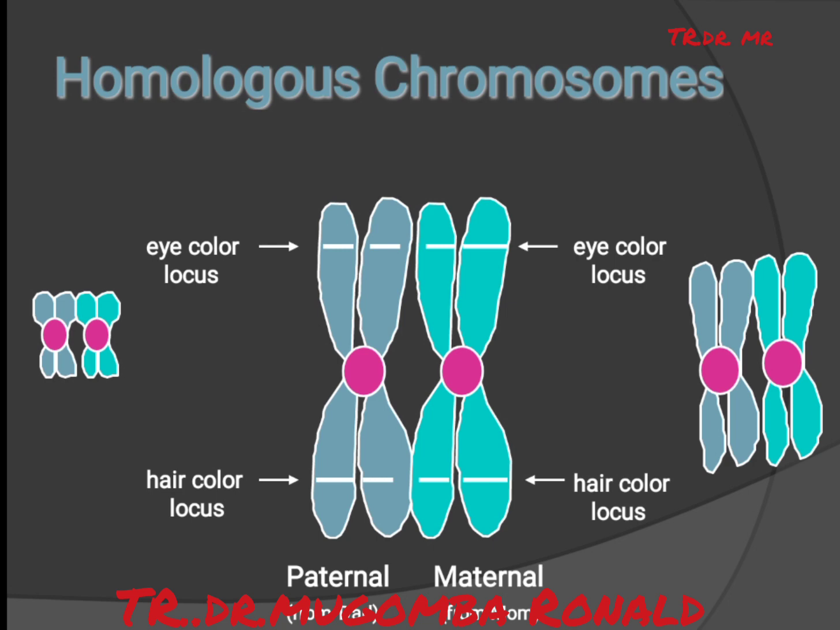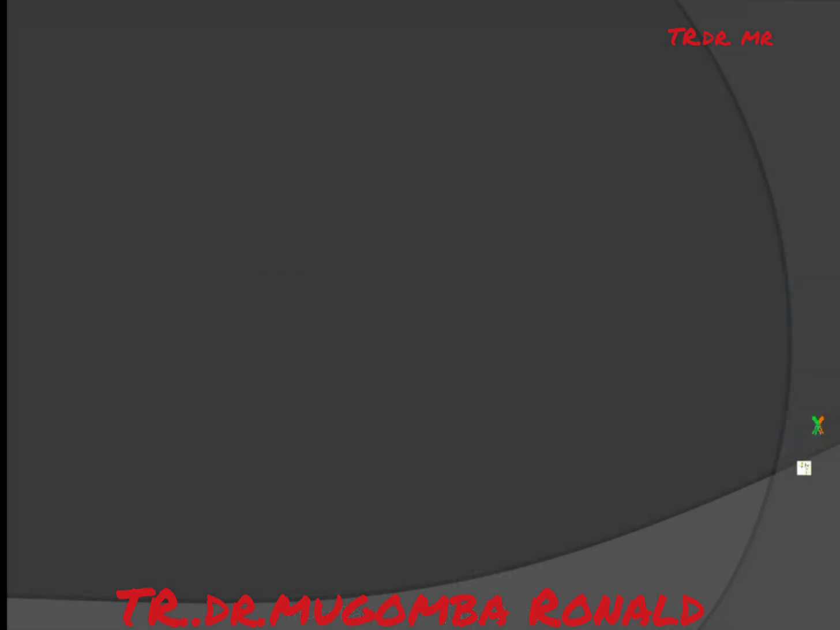So usually we have the paternal one and the maternal one, but all of them are carrying genes for similar characteristics. That is to say, let's look at maybe genes for eye color. You will inherit some components from your mother, and you'll also inherit some components from your dad. Let's say gene for hair color. You will inherit a component from your mother, and you inherit a component from your dad.